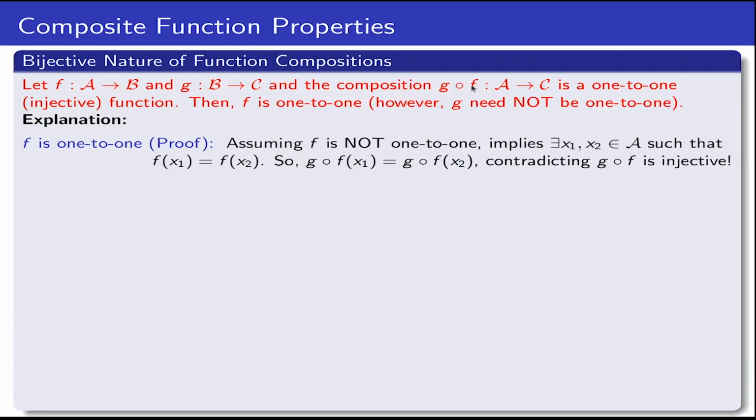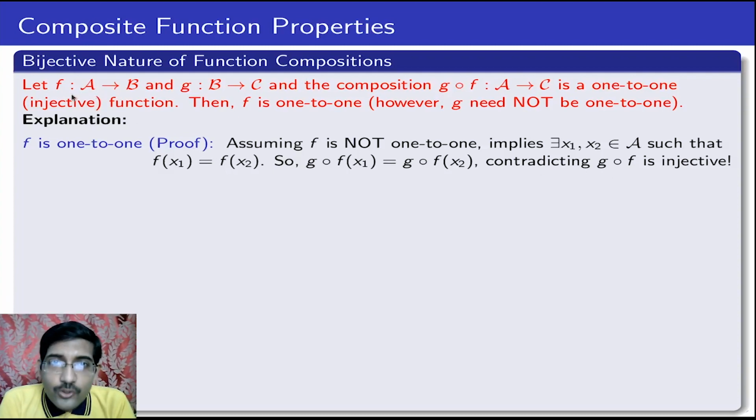Now what does g∘f(x1) result in? g∘f(x1) will be equal to g∘f(x2), because if f(x1) equals f(x2), then g of that will also be the same, because it's a function. The same element applied to a function should result in the same value. So this contradicts that g∘f is injective. So assuming that f is not injective is wrong, because we got a contradiction to our given premise. So f is injective.